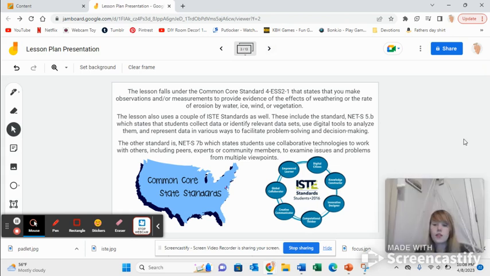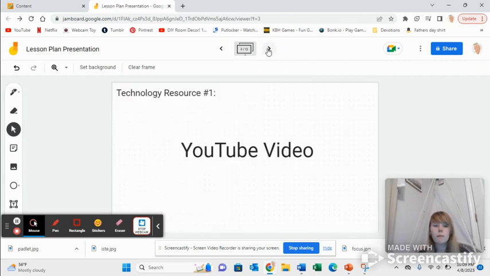And then it has a couple of ISTE standards as well. And these include the standard that states the students collect data or identify relevant data sets. They use digital tools to analyze them and represent data in various ways to facilitate problem solving and decision making. And then there's one more ISTE standard, and this states that students use collaborative technologies to work with others, including peers, experts, or community members, to examine issues and problems from multiple viewpoints.